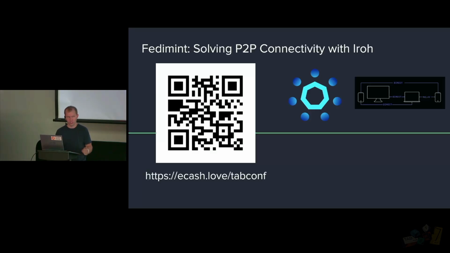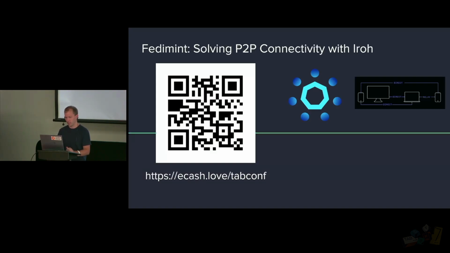So my name's Justin. I'm gonna be talking about Fedimint and solving peer-to-peer connectivity with Iroh. Just a quick note before we get started. We're gonna do about half slides, then I'm gonna do a demo federation setup. If you wanna participate with others in the audience, you can. I have some instructions available at the QR code or at ecash.love/tabconf, so you can look for the instructions there, or you can just follow along here. It doesn't matter to me.